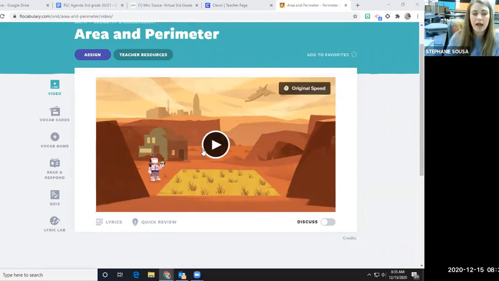But we're going to look at perimeter today so that we can create rectangles that have the same area but different perimeters. So we're going to take a look at this, and then we'll take some quick notes, and then we will play our vocabulary game, and we'll be all caught up from math.